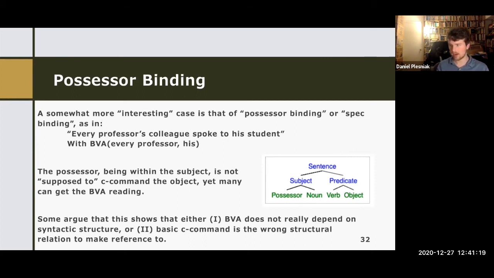This has been noted for as long as pretty much people have been talking about the role of structure in BVA, since Reinhart days. So some have taken this to argue that either BVA really doesn't depend on syntactic structure, and what we were seeing before was kind of an illusion, or maybe we're wrong about basic C-command being the structure to look at. Maybe there's another relationship where the possessor does stand in a different position to the object. This was and has been popular in alternative theories of C-command, starting with Kayne in the 90s. We're going to show that I don't think you need to adopt either of these.